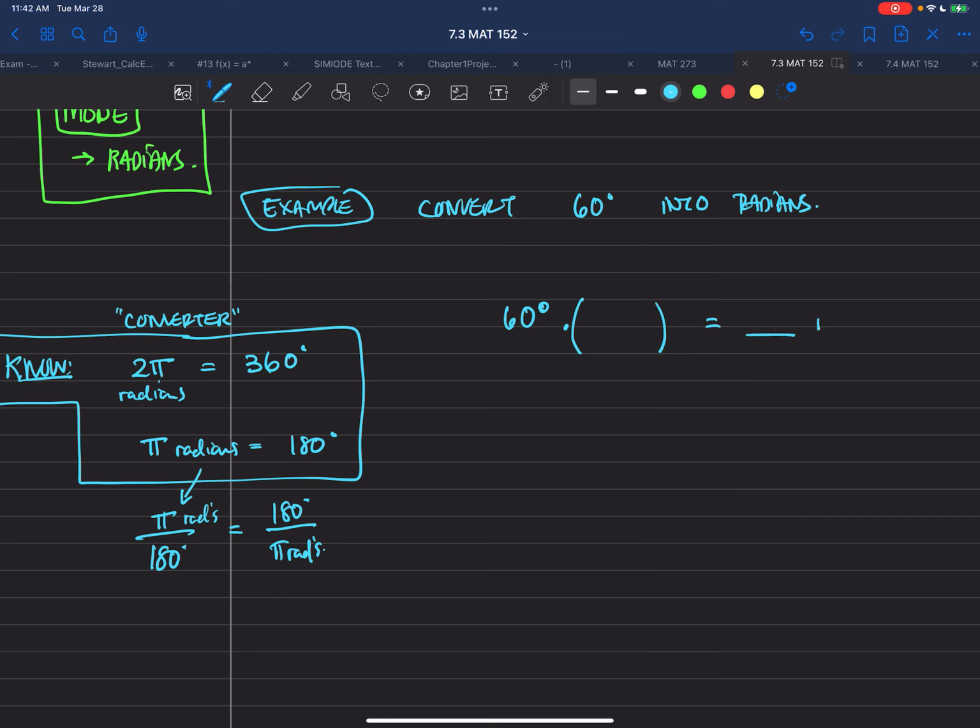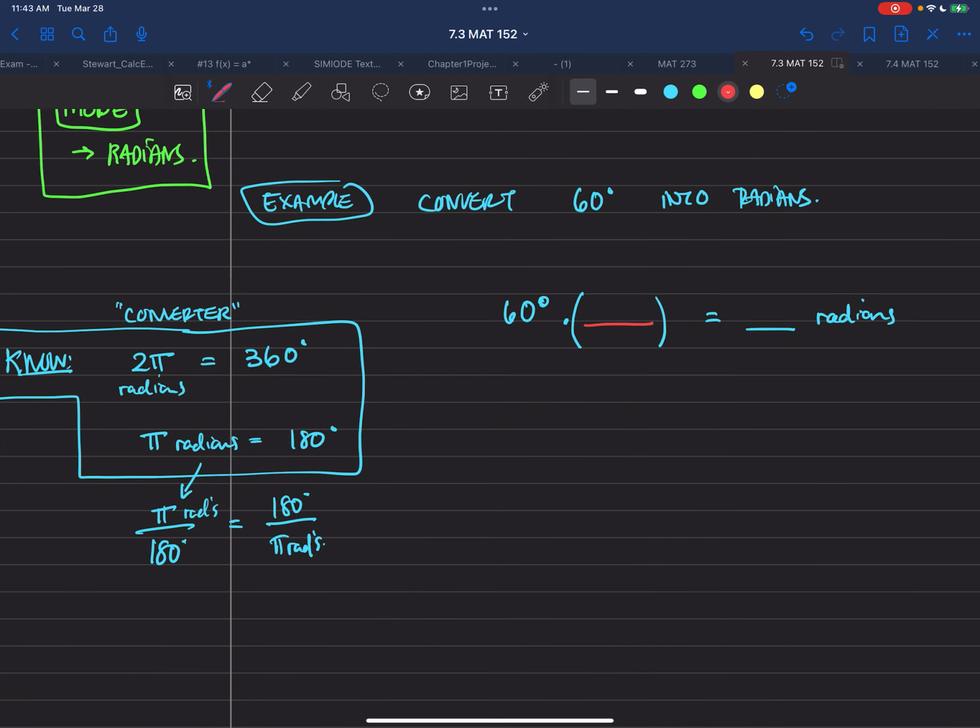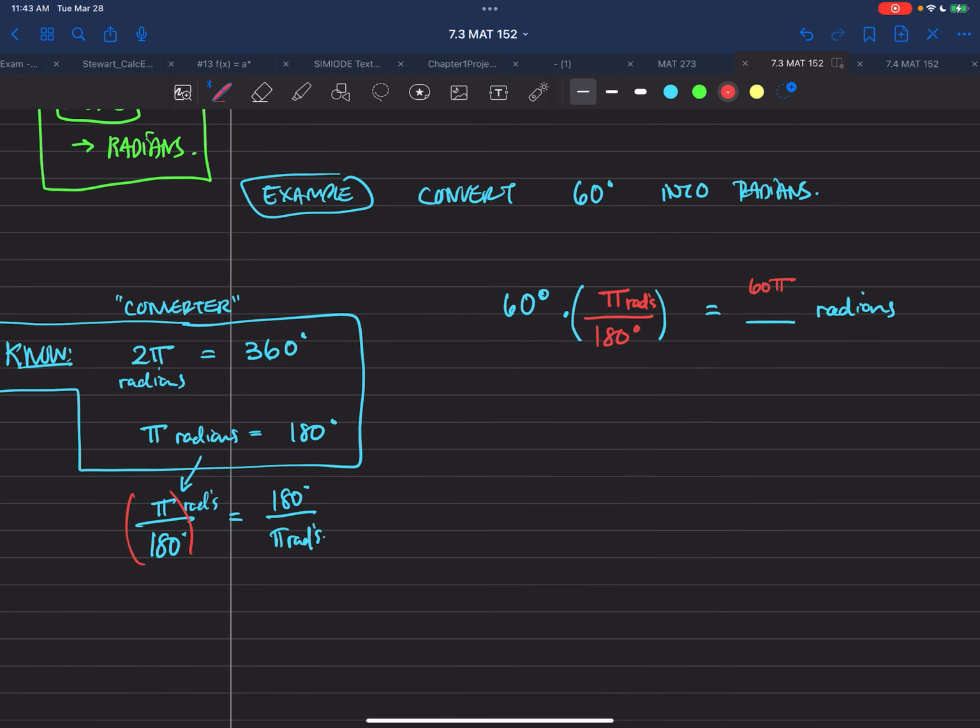If I'm going from degrees to radians, that means I need to multiply it by something and end up with something in radians, which means I want the degrees to cancel and I want to be left with radians. So I'm going to multiply by the one that has degrees in the bottom, because then those degree units will cancel and I'll be left with pi radians in the top. Okay, and so what we end up getting then is 60 degrees times pi radians over 180 degrees, and the degrees cancel. And so you're left with 60 pi over 180.